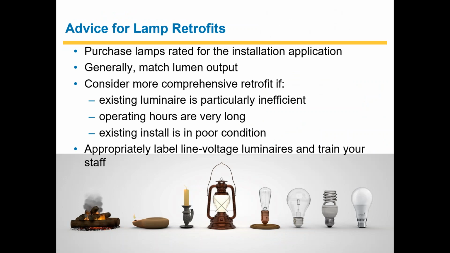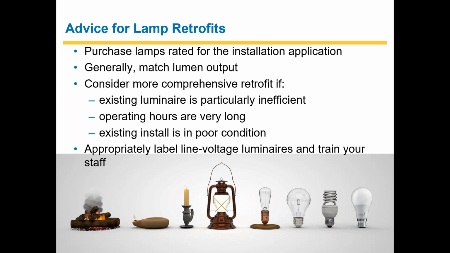General lamp advice is always purchase lamps rated for the installation application. That means if your fixture is going to be at risk of being wet, you want to make sure they're at least damp rated. For lamp retrofits, you're generally going to want to match the lumen output of the existing lamp to the new lamp. There are some cases where that's not the case, particularly where you're retrofitting, say, an omnidirectional lamp with a directional lamp. You don't need to match lumen output because presumably that directional lamp is going to get more light out of the fixture, as a ratio of the nominal lamp lumens.